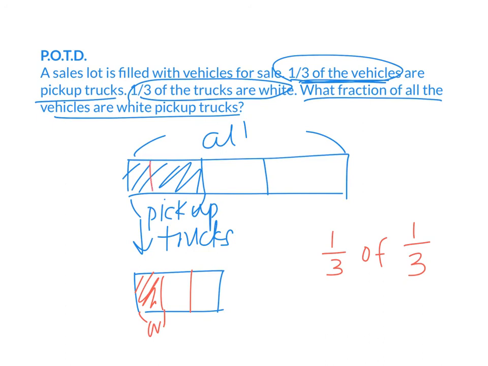Well, and back to my original model, if I were to divide the pickup trucks into thirds, there's the portion that would be white pickup trucks. So then I would divide all these up into thirds as well. Then I could see altogether I have 9 units, and one of those units are the white pickup trucks. So I can see that that's 1/9 of the cars.